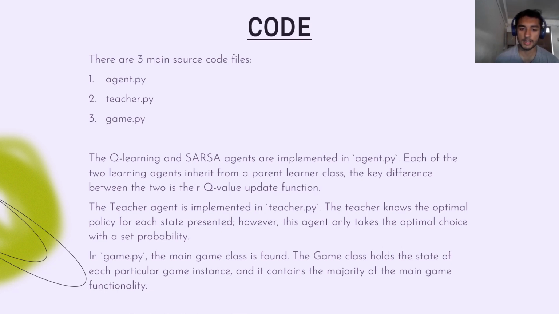The Q-learning and SARSA agents are implemented in agent.py. Each of the two learning agents inherit from its parent learner class, and the key difference between the two is their Q value update function. The teacher agent is implemented in teacher.py. The teacher knows the optimal policy for each state presented. However, this agent only takes the optimal choice with a set probability that is defined in agent.py.